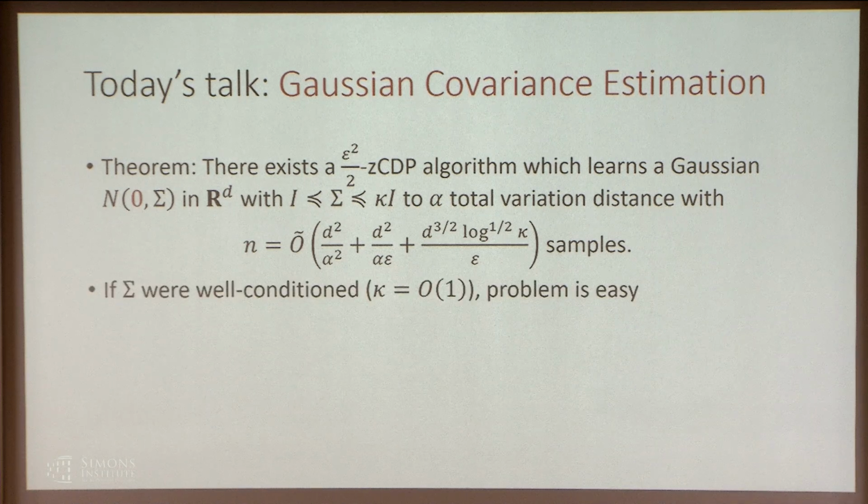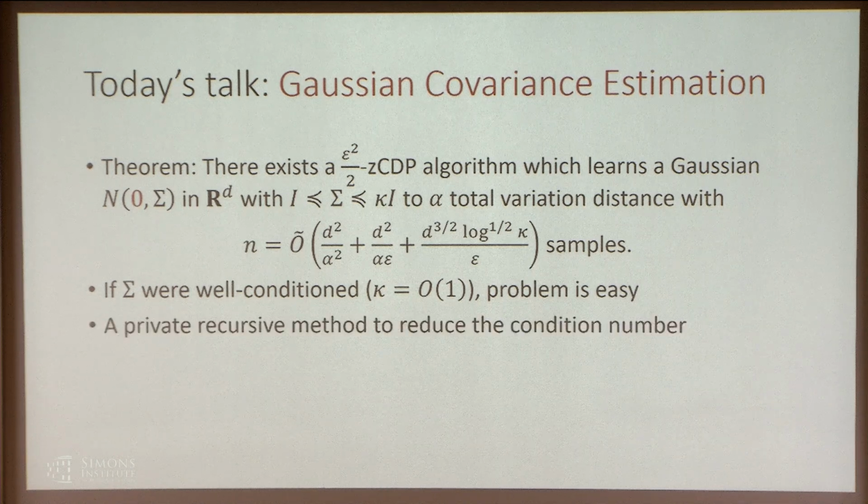Let me note that if kappa were small, that is, if we had a very good estimate already of what the covariance is, then this problem would be very easy. As I'll show you in a few slides, I'll tell you a very simple algorithm for it. But the challenge is when our uncertainty is very large, and we give a private recursive method to reduce the condition number.